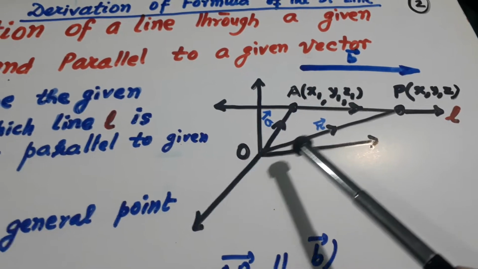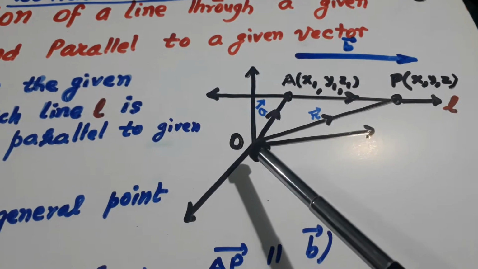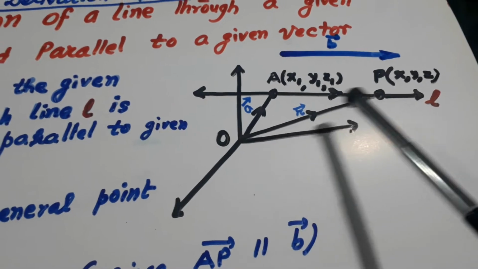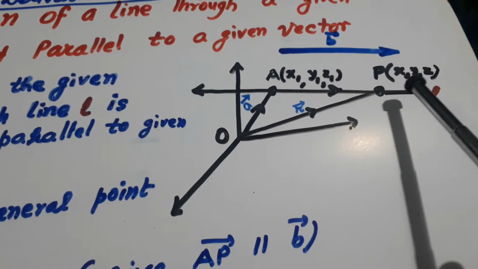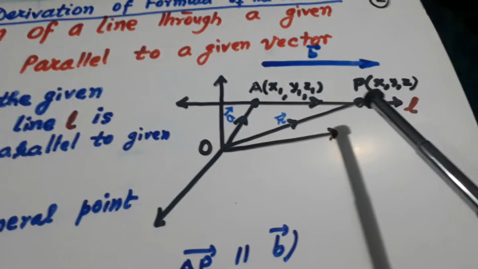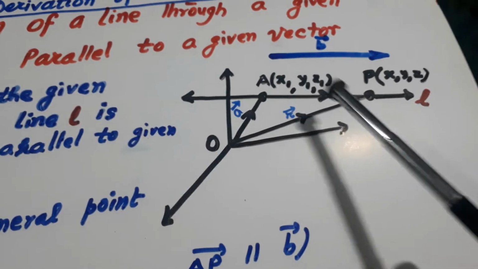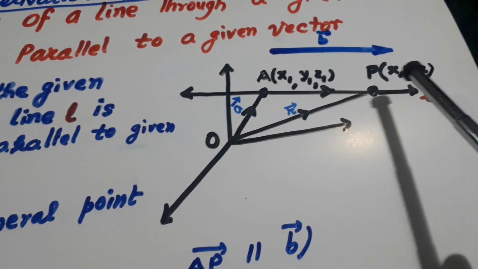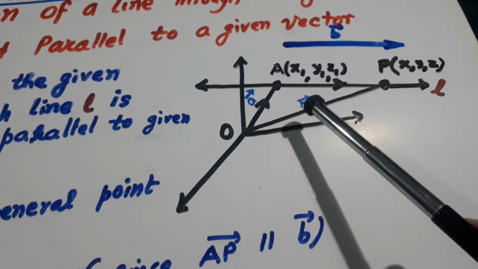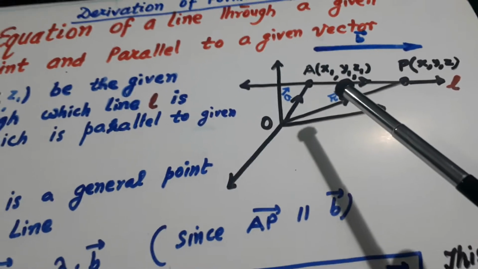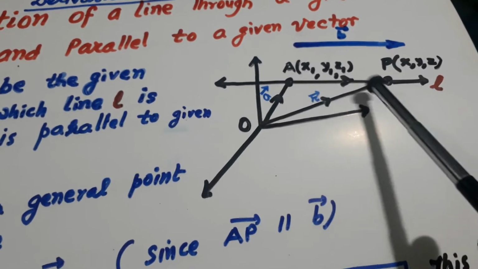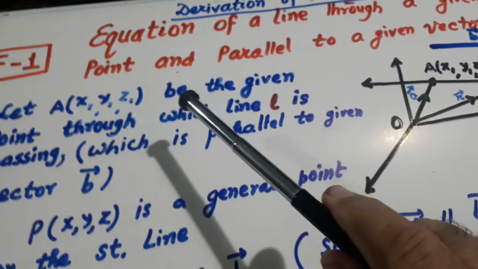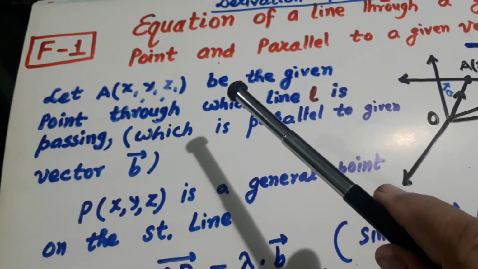So in all cases, we will represent R with general vector. So it is a general point. X, Y, Z is a general point. Because on the line there are infinite points. This is one point. What about the other points? They are represented by the general point, that is X, Y, Z. So OP becomes the vector R. Now, look here, AP is parallel to B. We will now find the derivation of this.